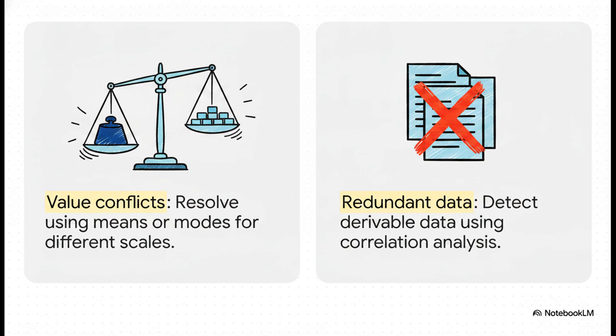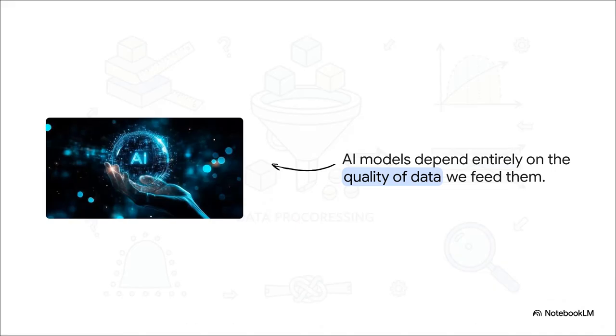At the same time, it has to strip out redundant, derivable data. If one table tells us a person's monthly income and another tells us their annual revenue, the AI uses correlation analysis to realize it's just repeating what we already know and cleans up the redundancy, so it doesn't double count anything.